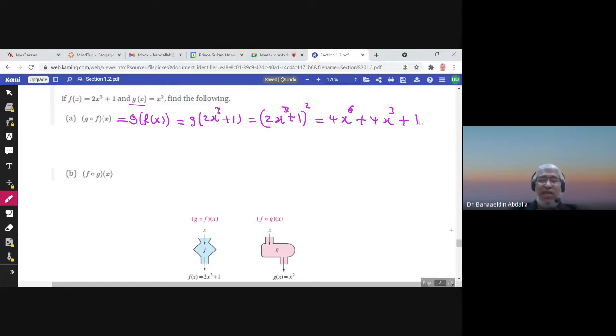While f circle g of x would be f of g of x. So it would be f of g of x, which is x squared. F of x squared: I go to f and replace x by x squared. So it would be 2 times x squared raised to the power 3, plus 1. So it would be 2 times x to the power 2 times 3, which is 6, plus 1.